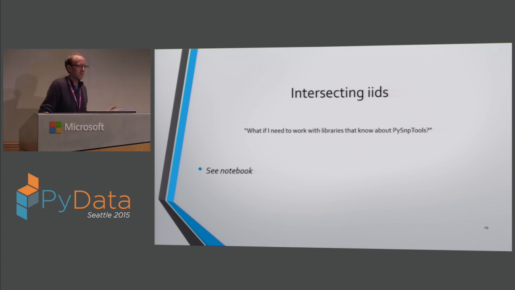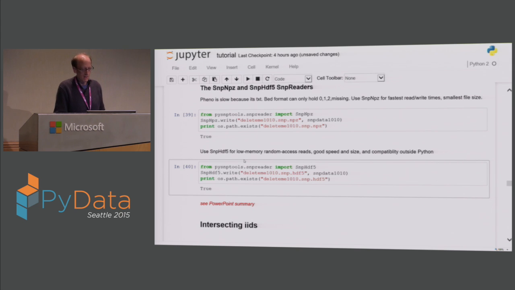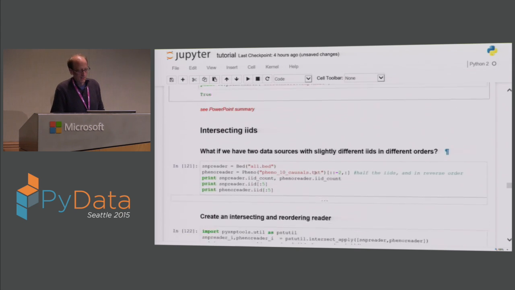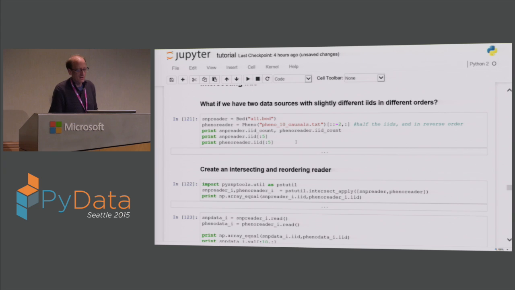So here's a question. Say you do have this genomics data, but you want to use it with somebody else's library, not my library. Like you just want to use some scikit-learn or some other libraries, just generic array libraries. Let's see how PySnpTools makes that straightforward.